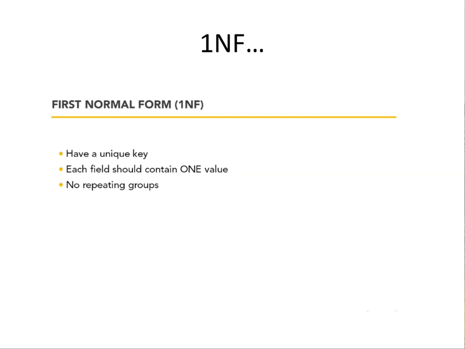So let's see what these are, and they are cumulative. In other words, you cannot be in, say, third normal form but not in first. You've got to be in first, second before you can be in third normal form. So first normal form applied to a table states that a table has a unique key, that each field should contain one value. In other words, we cannot have any kind of a comma-separated value or arrays or things like that. And no repeating groups.